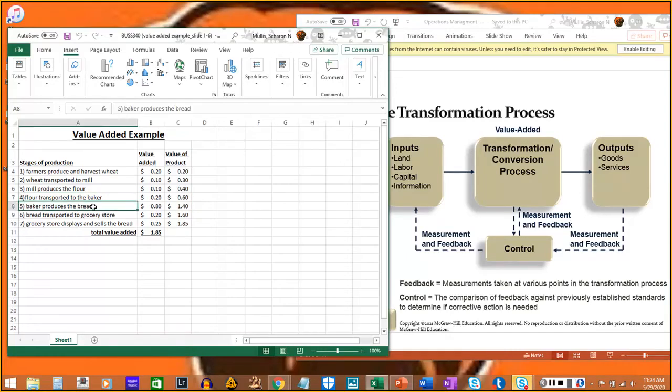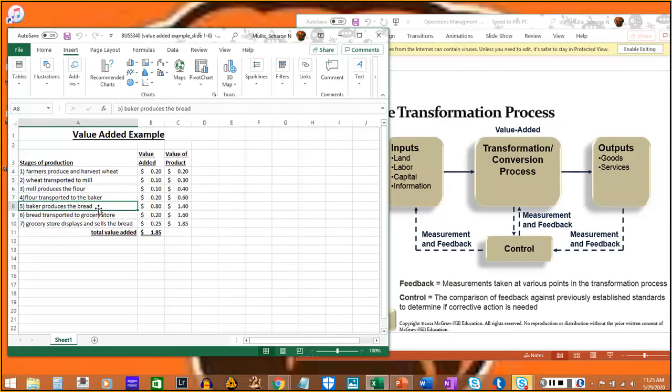So that stage 4 costs 20 cent of value added, which brings the product to 60 cent. Now stage 5, the baker actually produces the bread. They take all of their inputs, and Nate, what would be some inputs that you think the baker would use to actually produce the bread?